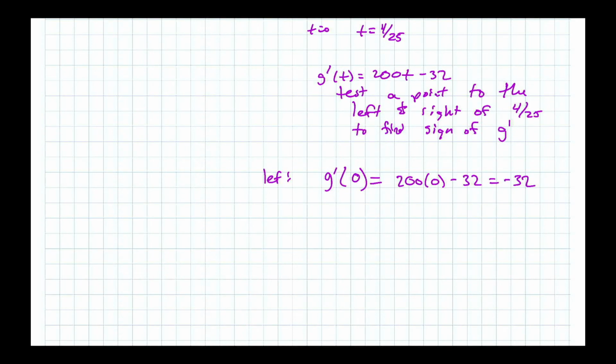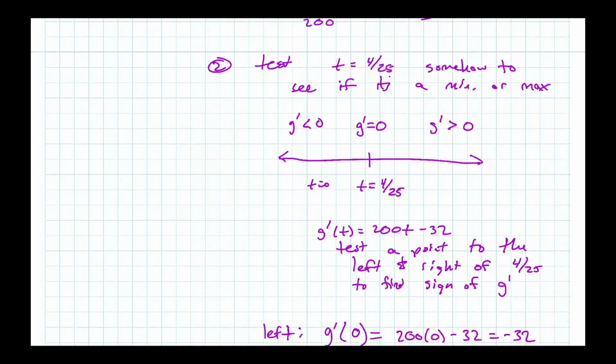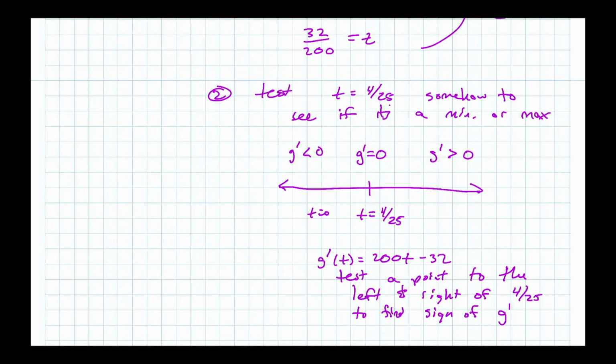And then if you test a point greater than 4 over 25, which is very small, less than 1, I can put in a 1. That would be to the right of 4 over 25. Put that into the function, 200 times 1 minus 32. So that's just 200 minus 32. The point there is that that's definitely positive. So over here, g prime is positive. And so if you think about what you know about the sign of derivatives, what that's telling you is that this function goes down because of the negative derivative, and then here it goes up because of the positive derivative. So if the function goes down in this part and then goes up, then clearly right here there is a minimum. So at 4 over 25, there is a minimum, and that's the first derivative test, is what we just did.